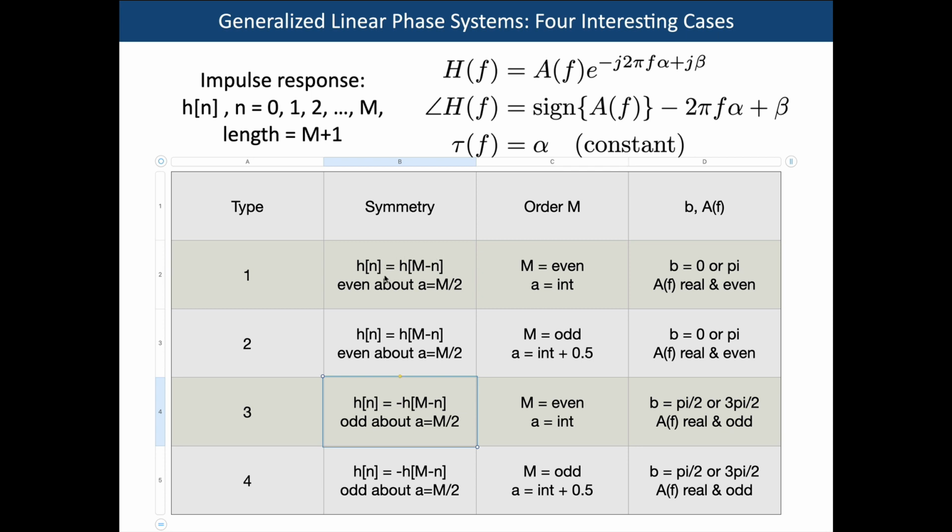Now, in these different cases, this leads to implications about the frequency response and its bipolar function A being real and even or real and odd. It also leads to implications about beta. Again, we're not going to go through all the math here, but for cases 1 and 2, beta will be either 0 or pi. For cases 3 and 4, beta will be pi over 2 or 3 pi over 2. Okay, so these are the 4 different kinds of filters.